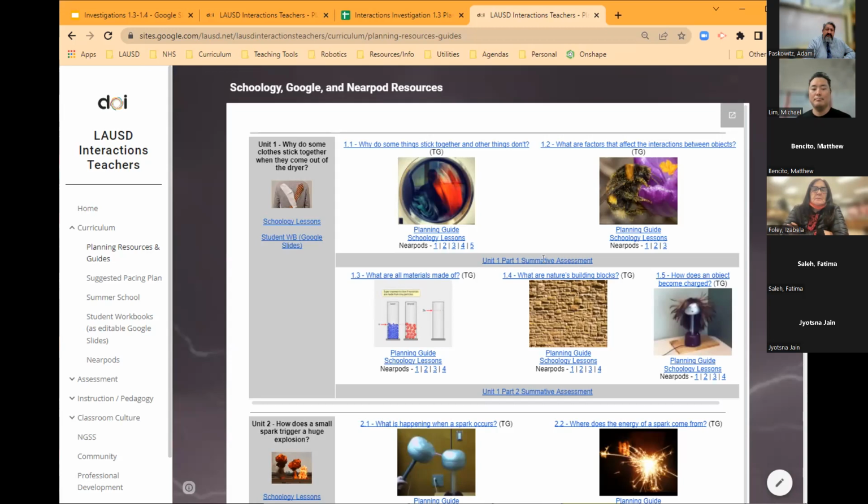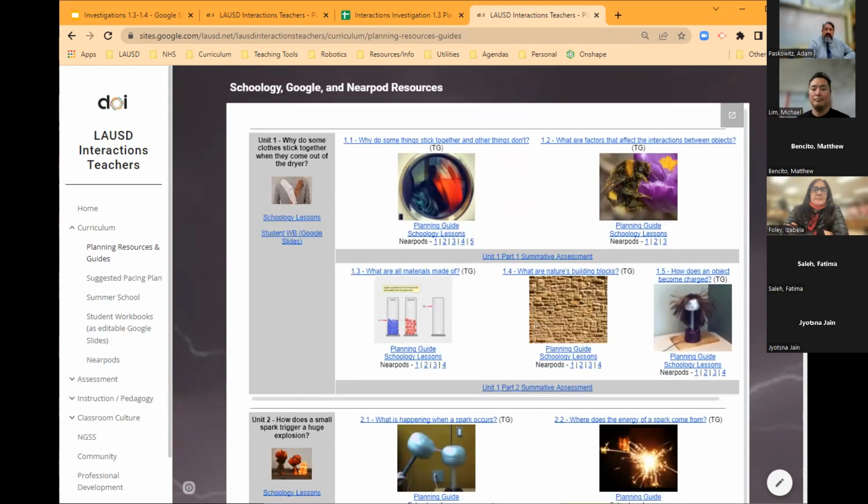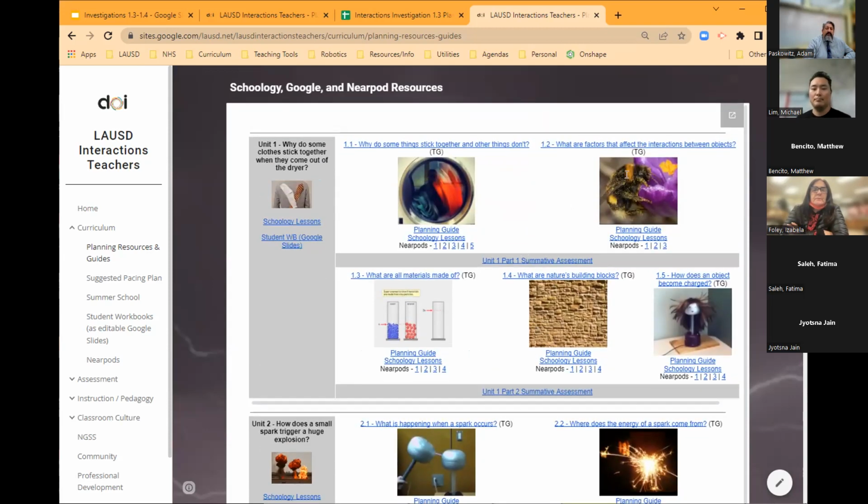But if you want summative assessments, there are 2 in Unit 1, 2 in Unit 2, 1 in Unit 3, and 1 in Unit 4. So once you get to the end of investigation 2, you might want to do the Unit 1, Part 1 summative assessment.